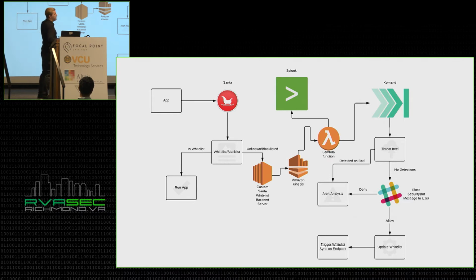If it's not known or it's blacklisted, that's when it hits that backend server that we wrote. So it sends that data over to that backend server, gets logged to Splunk, and then it gets sent over to Command, our orchestration automation platform. And there it does checks against threat intelligence. If it's detected as bad, it'll tell our analysts immediately so they can work with that employee to perform remediation on their computer. If there are no detections, then it'll kick off that Slack interaction we saw earlier where it gives the user the opportunity to choose to allow that to run on their machine. It'll update that whitelist and then trigger what's known as a whitelist sync on their machine to grab the latest version of the whitelist for that user.